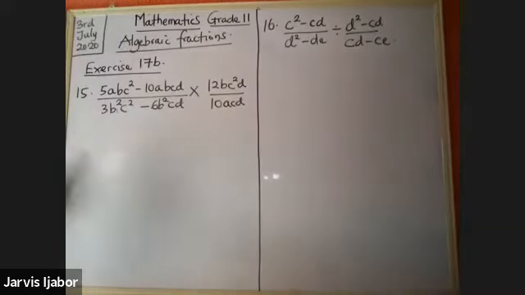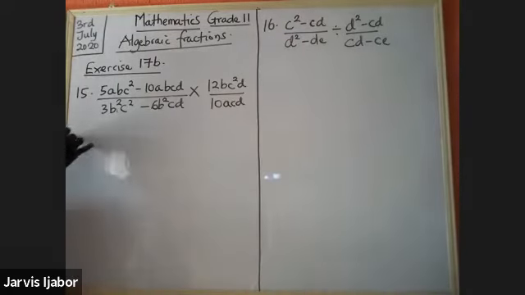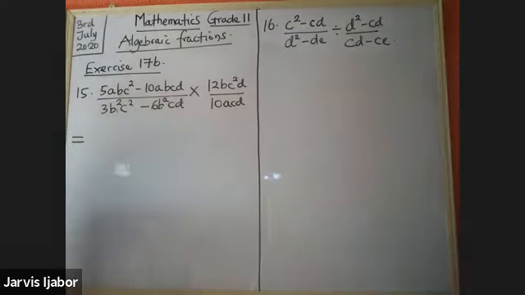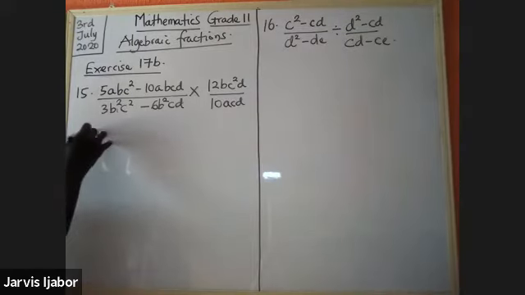Now, we are on to question 15. It looks quite a big one, and this is one of those questions where you have to be very, very careful. Now, I'll pick the numbers first. If I look at 5 and 10, the HCF is what? 5. I'll pick 5 out.